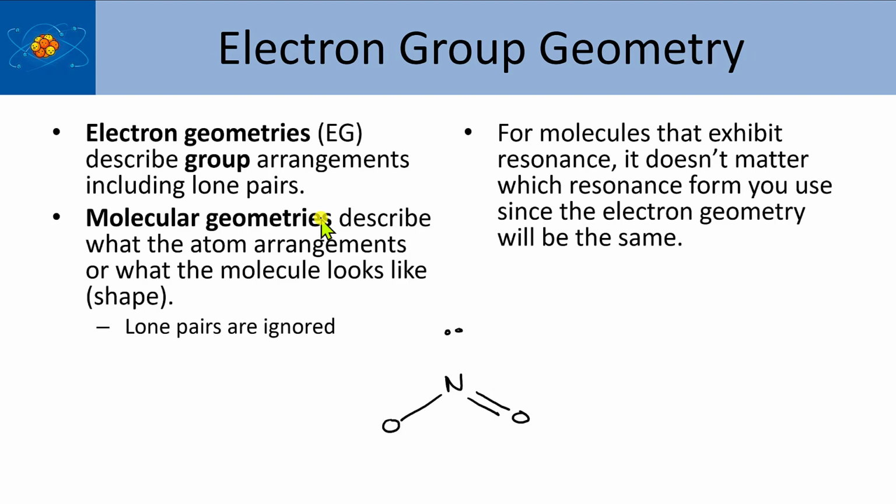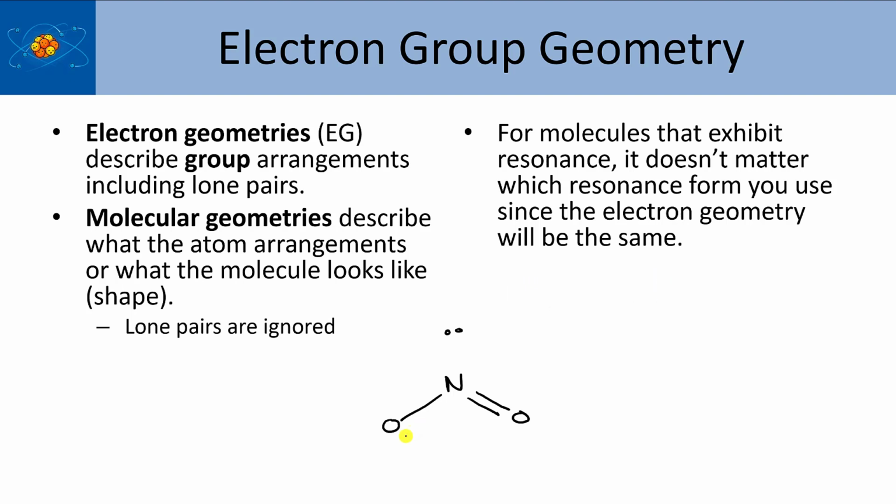So we have a thing called the electron geometry, and I took the liberty to redraw the nitrite ion, its general shape anyways, on this slide. And again, 3 electron groups, trigonal planar electron geometry. Now, this is not what we refer to as the shape of a molecule. We call that the molecular geometry, right? Electron geometries describe group arrangements that include the lone pairs, and then the molecular geometry just tells us how the atoms are arranged and ignores the lone pairs.